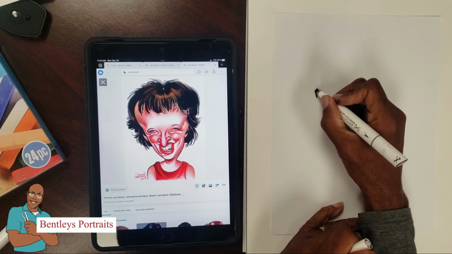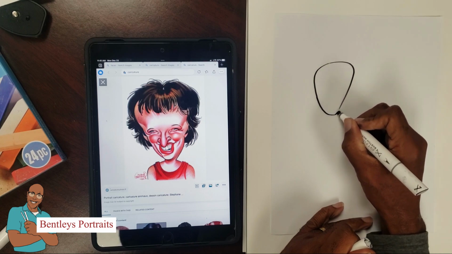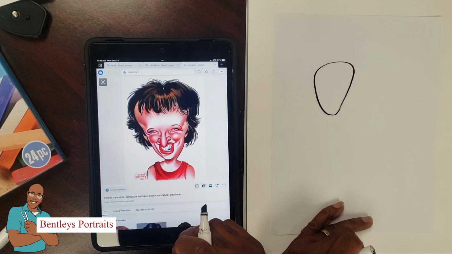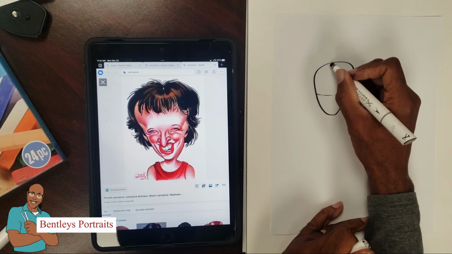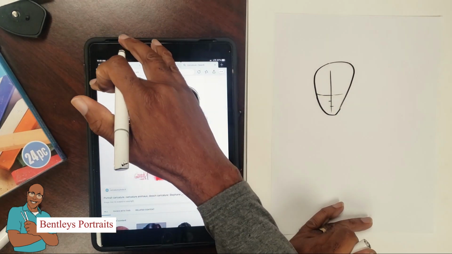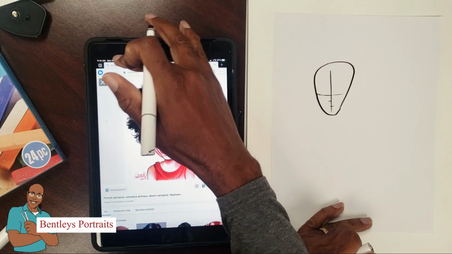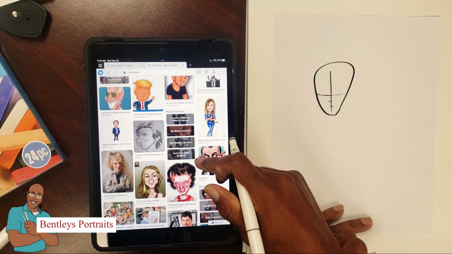This photo here on Pinterest, this lady here, she has a very wide top of the head and a very narrow lower part of the head. So when you're doing a character, and if you're going to do an exaggerated character, you're looking at parts that you can exaggerate. And it's going to be different for every person that you look at.